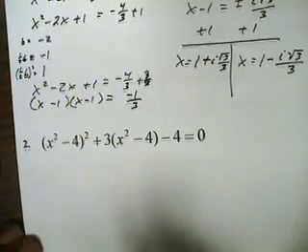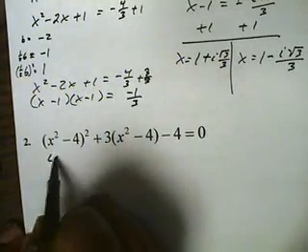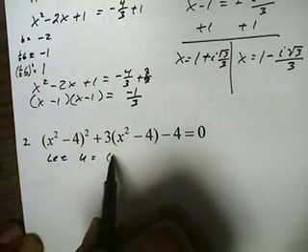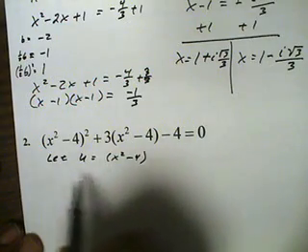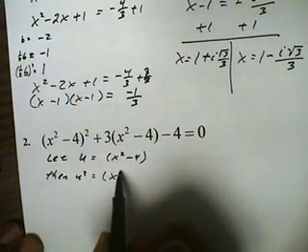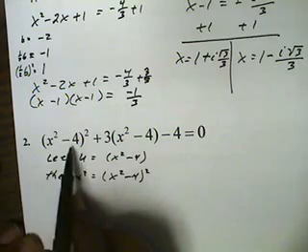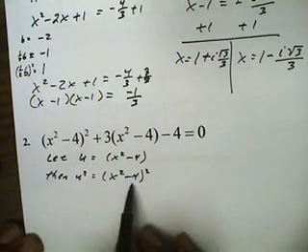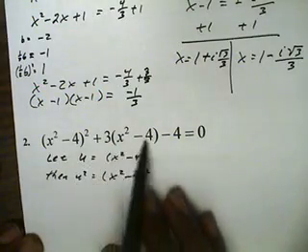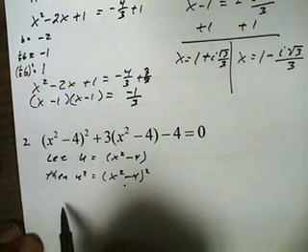Next, this is not a quadratic, but it is in quadratic form. We can check that out by saying, let's let this middle term equal u, x squared minus 4. Then u squared would be represented by x squared minus 4 all squared. And this does represent the first term. So since u represents the middle term and u squared represents the first term, this is in quadratic form.